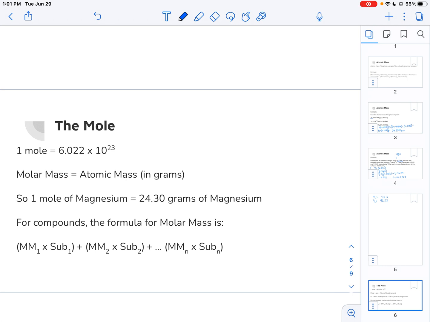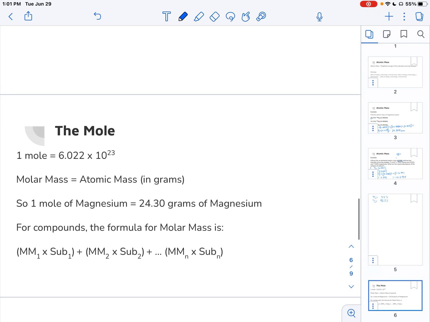So for compounds, the formula for molar mass is going to be this. And you see that we have another dot, dot, dot in our formula. Okay, so the molar mass of one of the elements times the subscript of that element. And then the molar mass of another element times the subscript of that element. And then you keep going until you're done with all the elements. So the N here just means if you have 2 elements in the formula, you just need to do it twice. If you have 3, do it 3 times, and so on.